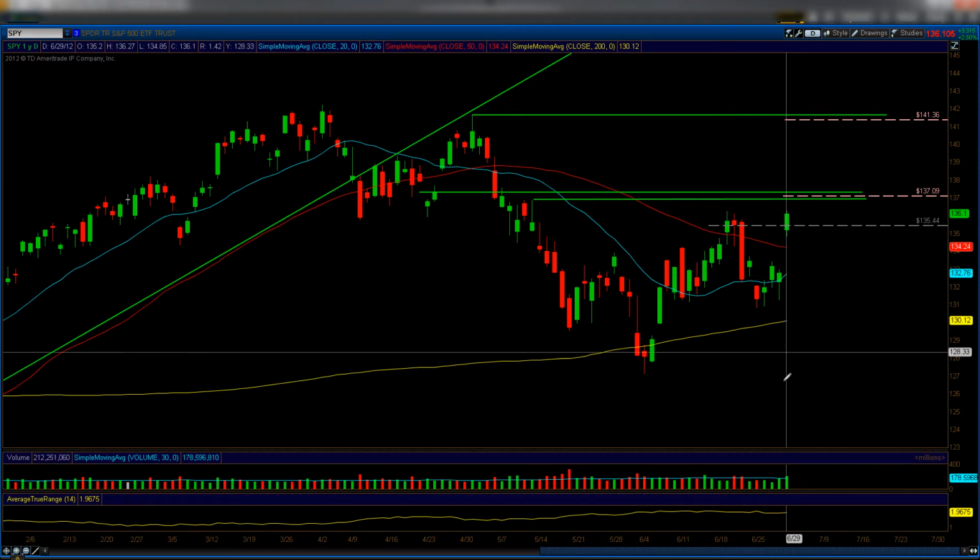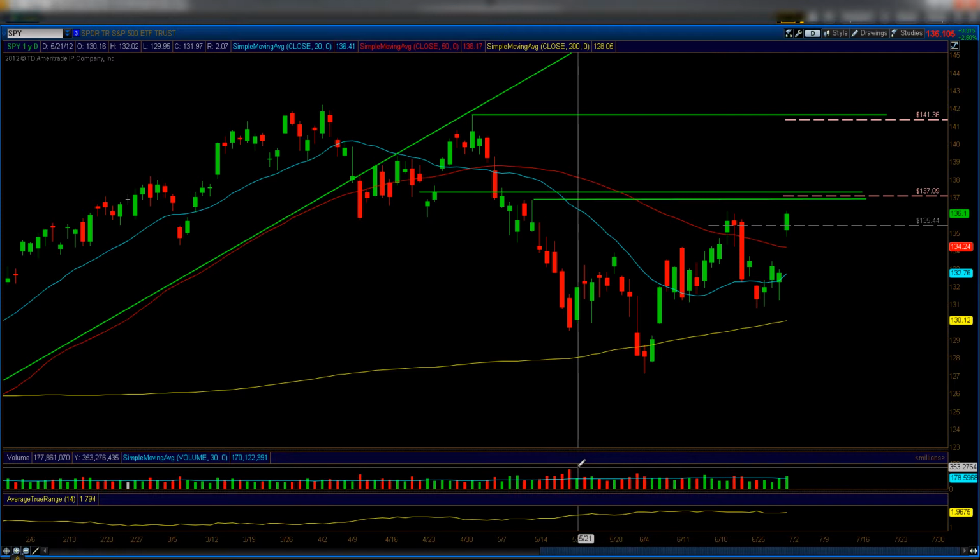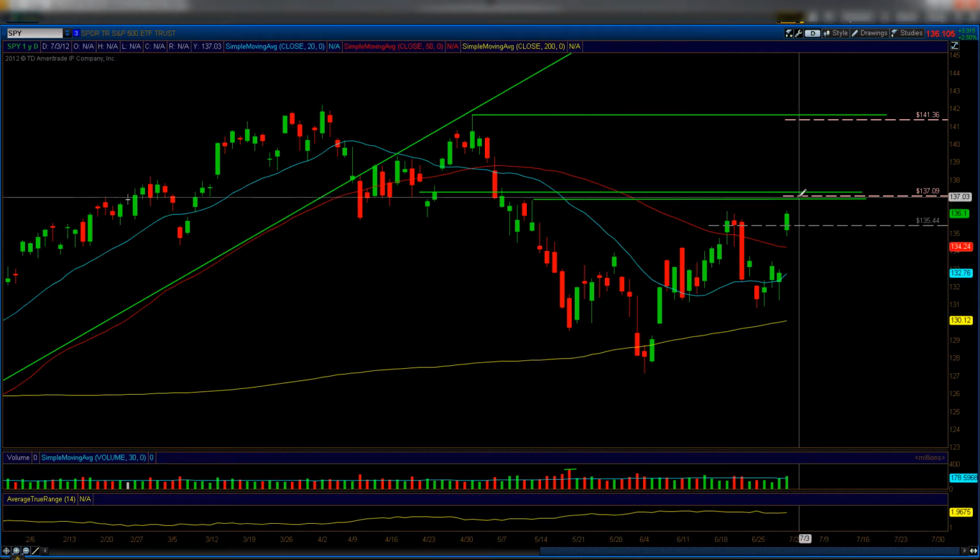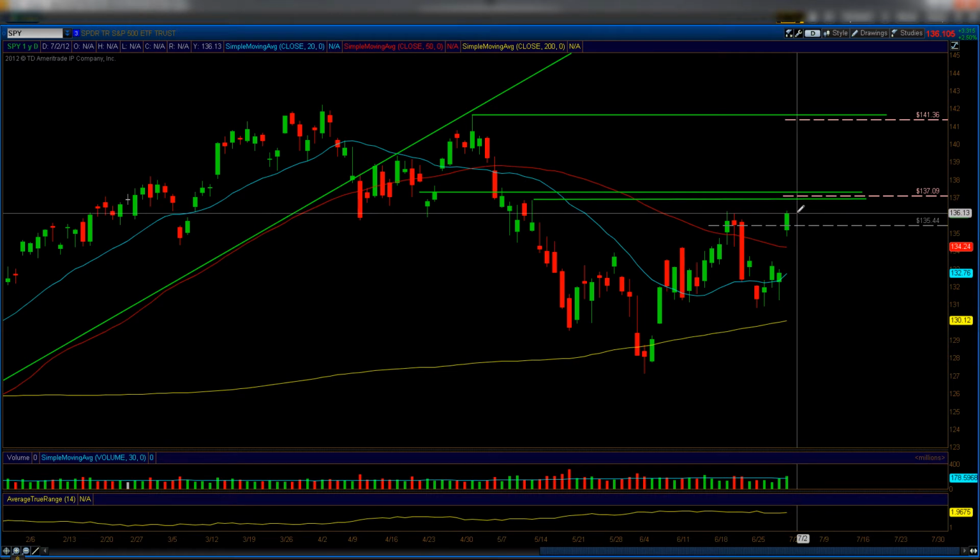We don't have huge volume here. With a move this big, that's the kind of volume I want to see to validate and solidify this move for it to go higher. Will it go higher? Yes, I do believe it goes higher, but not before we get a flat day or a little bit of a pullback, like I've said in my previous videos.